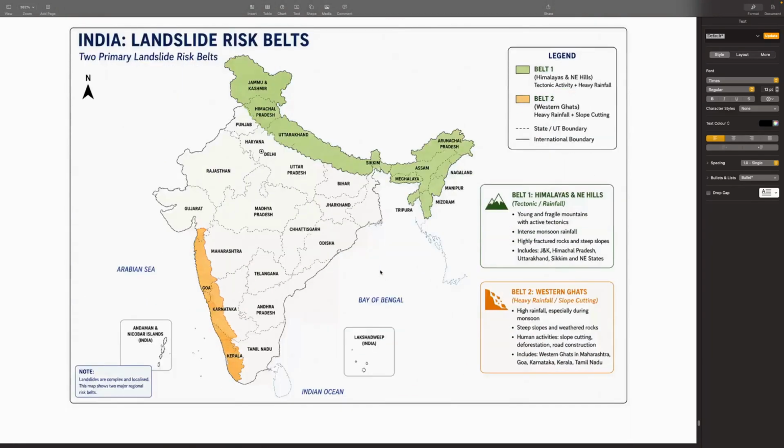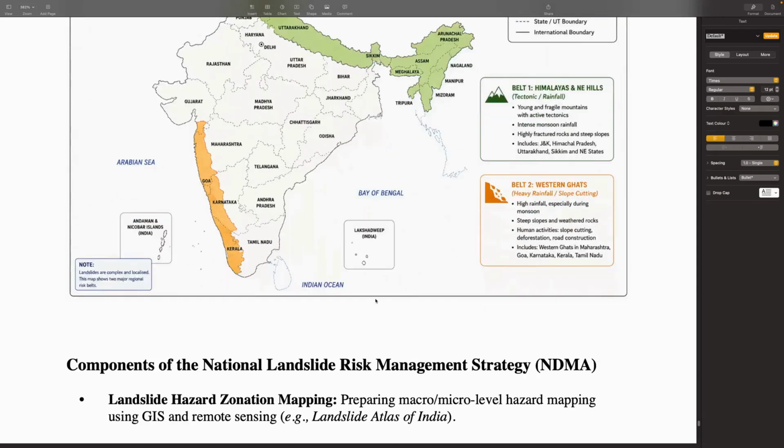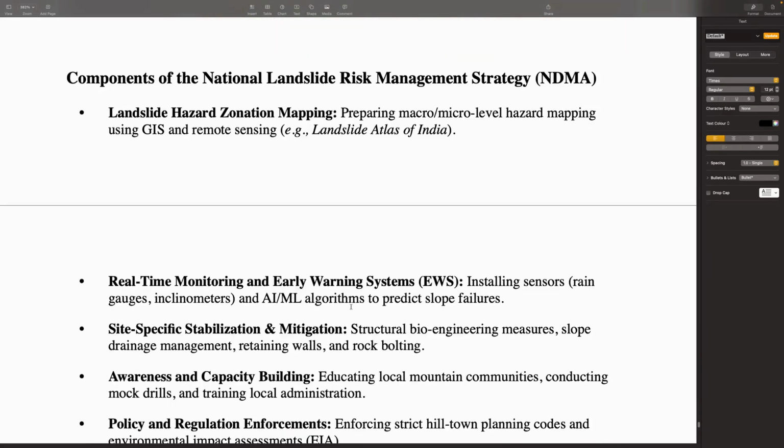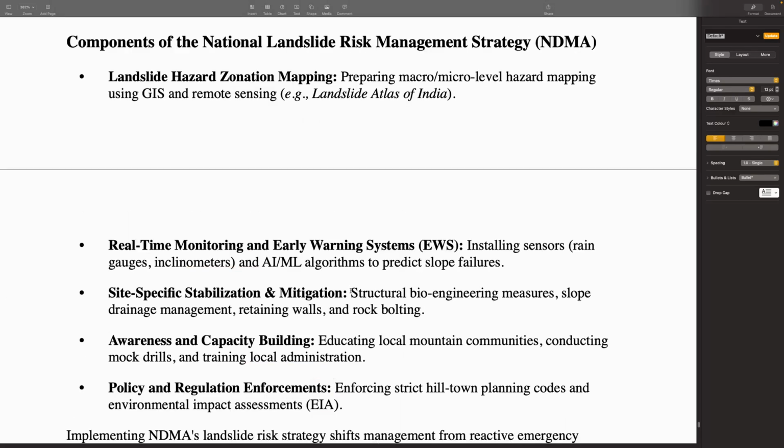So this is the landslide risk belt, the Himalayan region and the Western Ghat region. So you can go through this. The components of the National Landslide Risk Management Strategy (NDMA). Landslide hazard zonation mapping, preparing micro level hazard mapping using GIS and remote sensing. Landslide Atlas of India. Real time monitoring and early warning system (EWS).